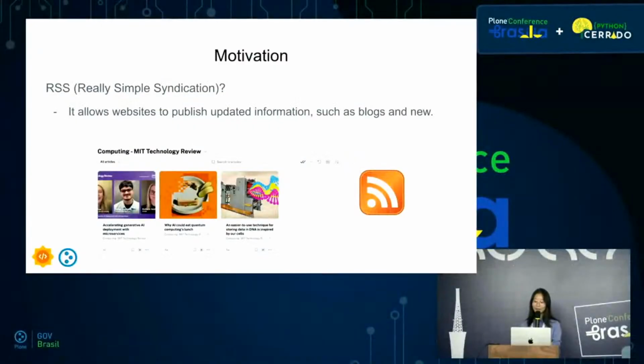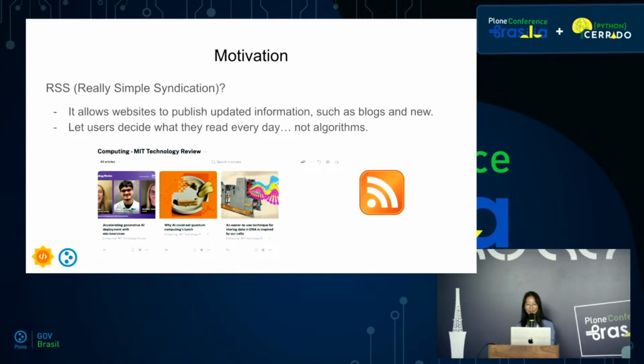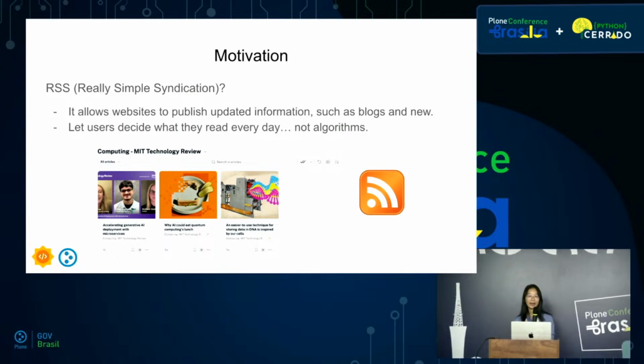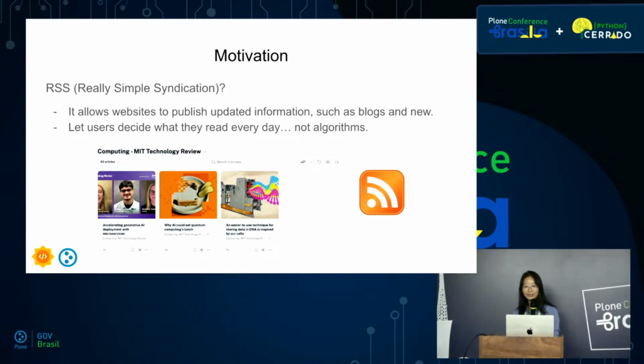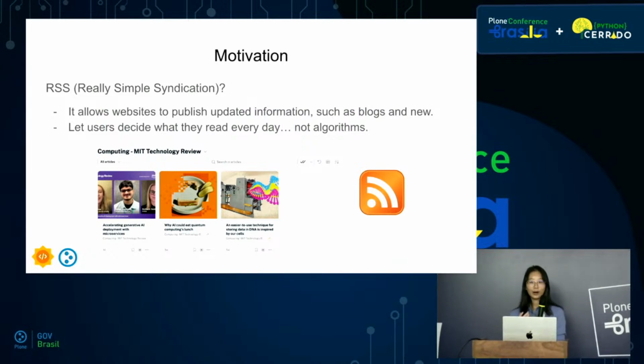At first glance it might sound a bit outdated. I mean, we live in a world in which algorithms dominate everything, feeding us ads and recommendations. Then why do we need RSS? I believe it's a really essential feature that any content management system should have, because it lets users finally decide for themselves what they want to subscribe to and what they want to stay updated on every day, not the machine learning algorithm that would assume what we like.